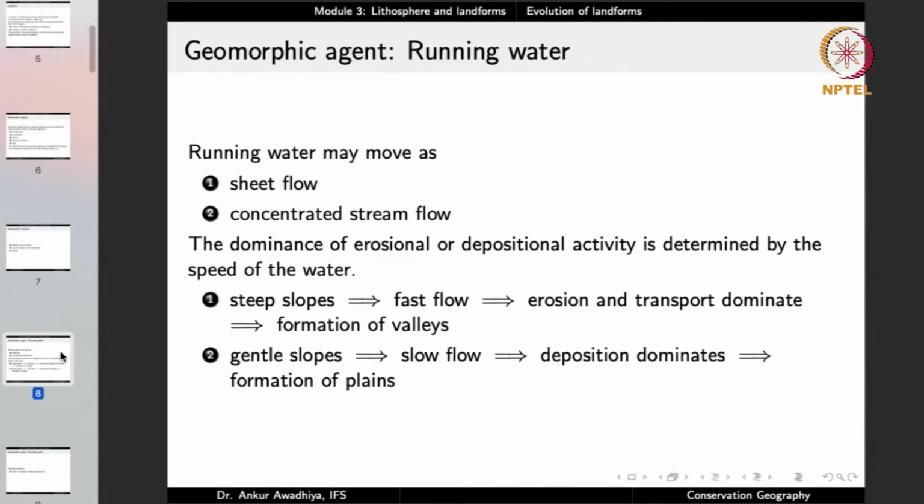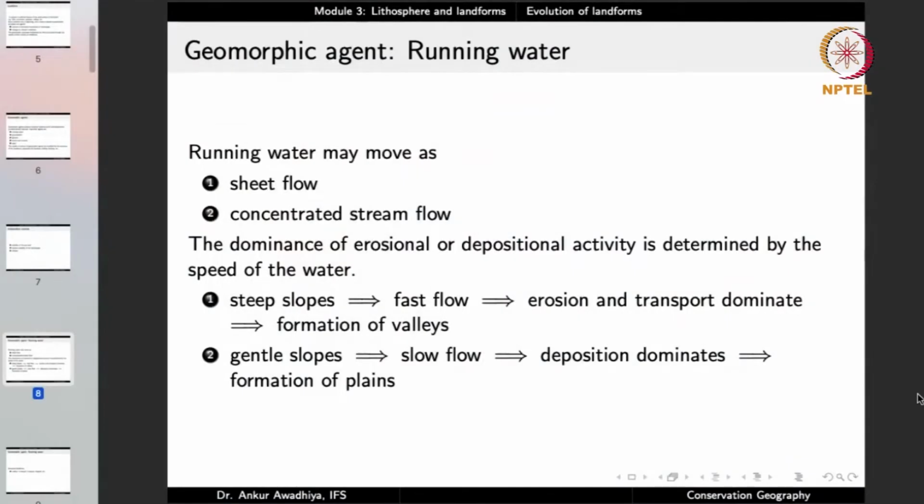Now let us look at the impacts of these various geomorphic agents, beginning with running water. Now water is the biggest erosional agent. It is the biggest geomorphic agent. Most of the landforms that you look around yourself will probably be because of the action of water. Now water can move either as a sheet flow or as a concentrated stream flow. In a sheet flow, the water flows all over the surface of the land in the form of a sheet of water.